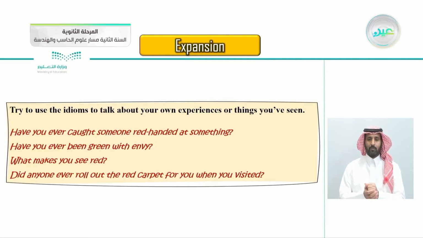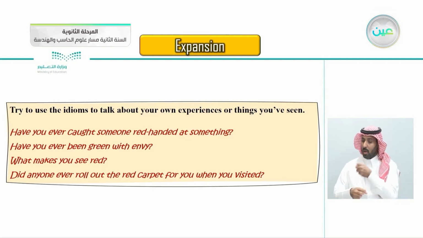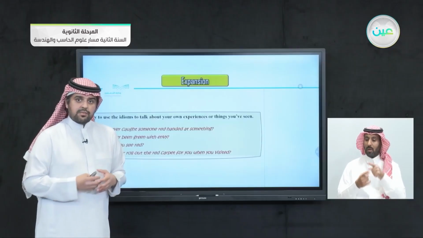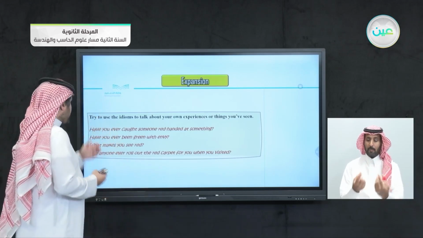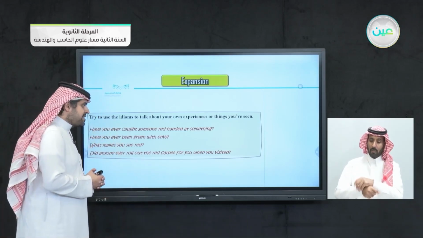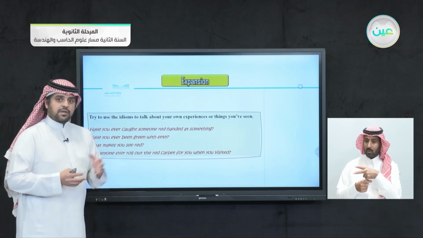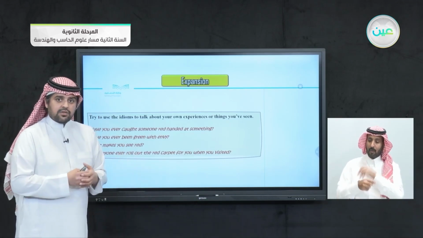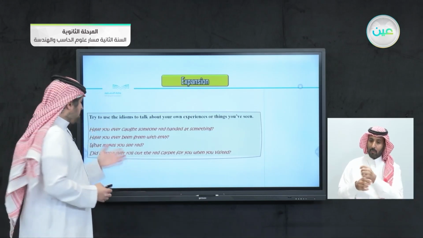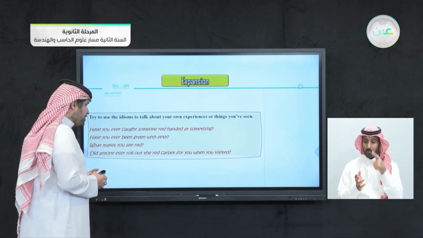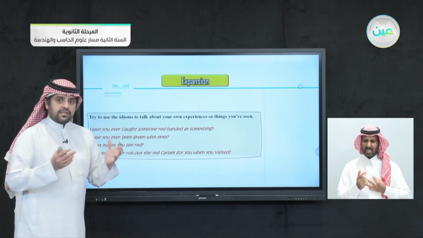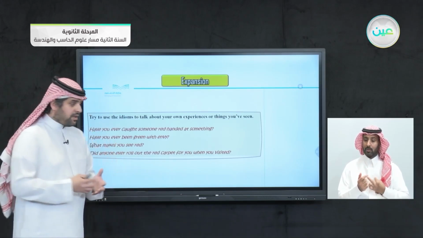Try to use the idioms to talk about your own experiences or things you've seen. Maybe you can say, one time I got caught red-handed, or one time I had a green thumb, maybe you planted some plants. For example, have you ever caught someone red-handed at something? Maybe you say, I caught my brother red-handed, he was trying to take my books or my pens. Have you ever been green with envy? Have you ever envied someone?